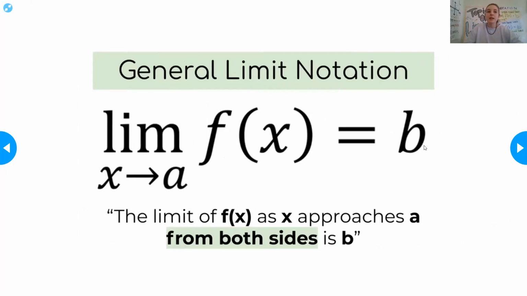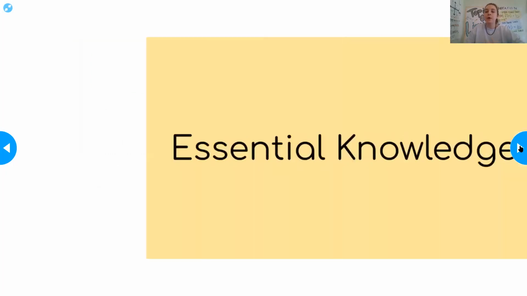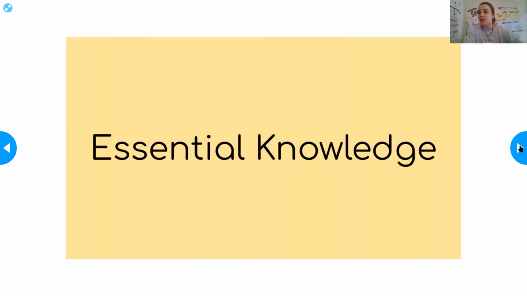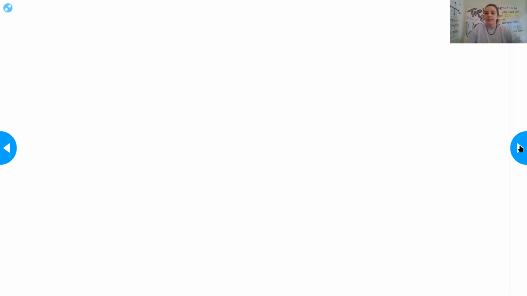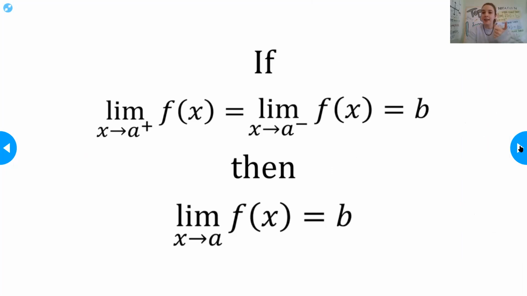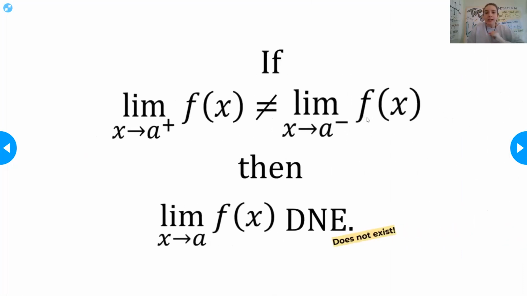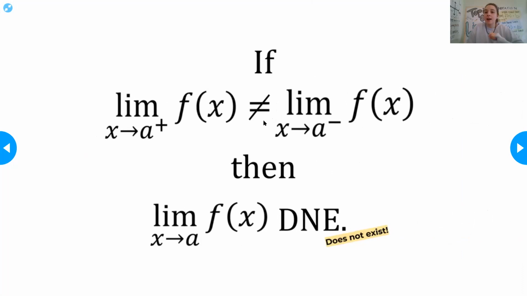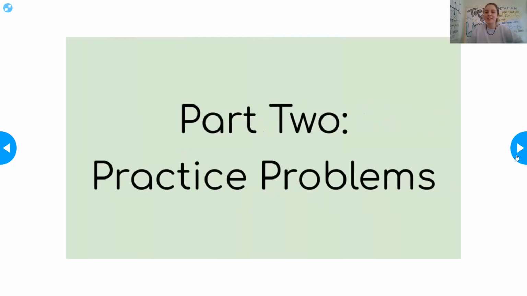So I want to do some practice, but before we move to practice, there are two pieces of essential knowledge that we have to know. The first is that if your right-hand limit equals your left-hand limit, and they're both equal to b, then that means your general limit is also equal to b. However, if your right-hand limit is not equal to your left-hand limit, then that means your general limit does not exist. Armed with this essential knowledge, let's move to some practice problems.